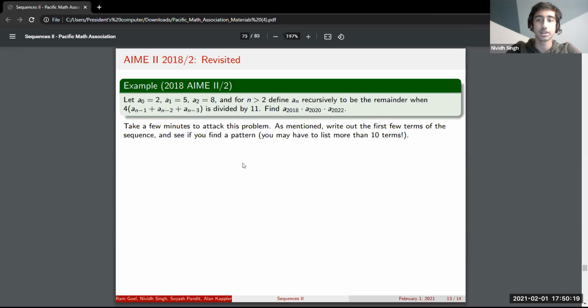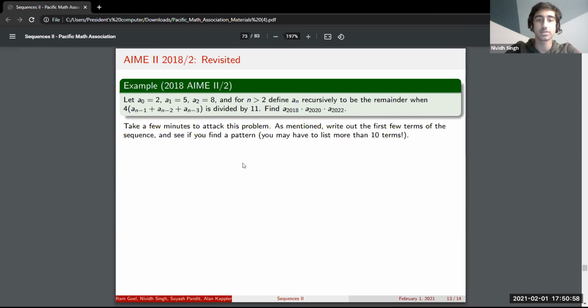All right. So let a of 0 be 2, a of 1 be 5, a of 2 be 8, and for every term after a of 2, so for n greater than 2, define a of n recursively to be the remainder when 4 times a of n minus 1 plus a of n minus 2 plus a of n minus 3 is divided by 11. Find a of 2018 times a of 2020 times a of 2022.